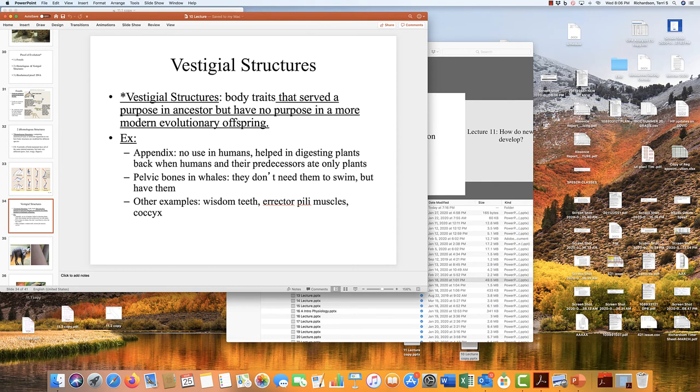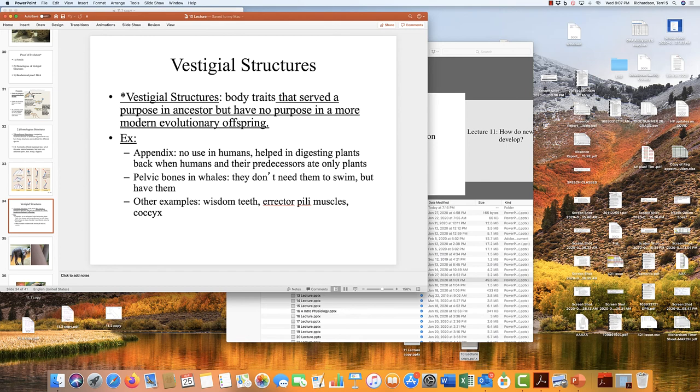Vestigial structures is a little different. This is the idea that you have a body trait that had a purpose in your ancestor, in your great-great-grand, way back millions of years. But that trait doesn't have any purpose in you. And there are a lot of examples in humans, structures of the body, traits that had a purpose in our ancestors, but have no purpose today.